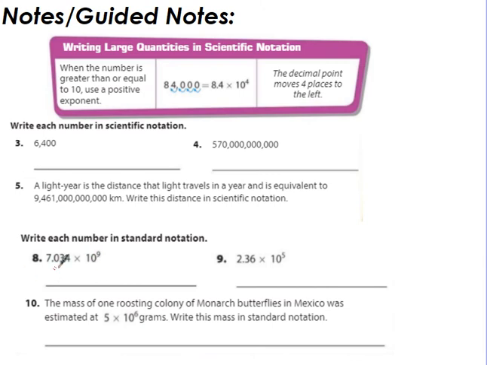This is a number written in scientific notation. This is between 1 and 10. I have a decimal, 3 numbers, it doesn't matter how many digits we have afterwards, and it's times 10 to some power. Well, because it's 10 to the 9th, I have to move my decimal to the right 9 times.